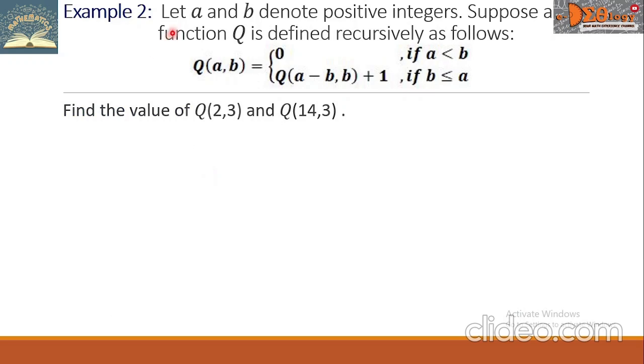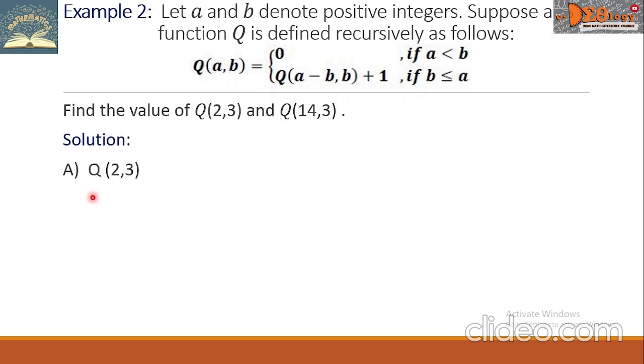Example 2. Let A and B denote positive integers. Suppose a function Q is defined recursively as follows. Q of A, B equals 0 if A is less than B. Q of A minus B, comma, B, then plus 1 if B is less than or equal to A. Find the value of Q of 2, 3 and Q of 14, 3.